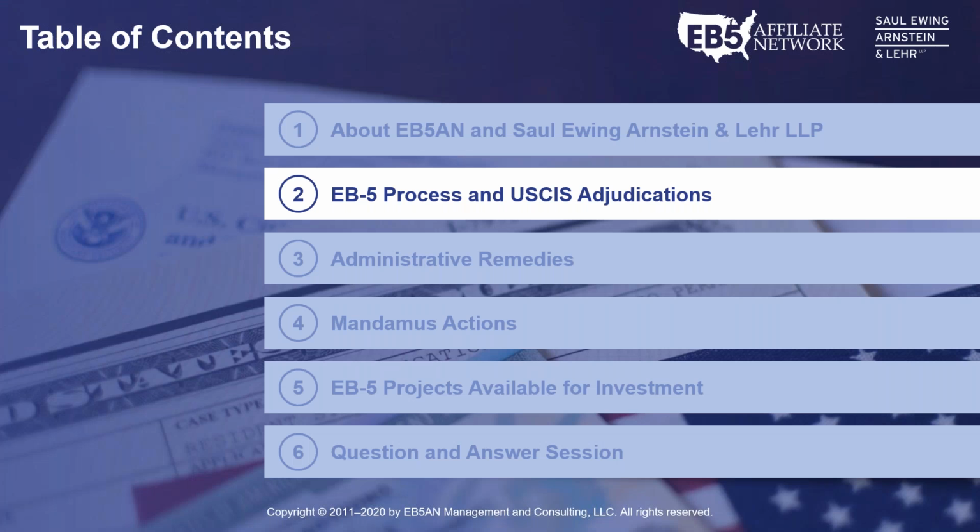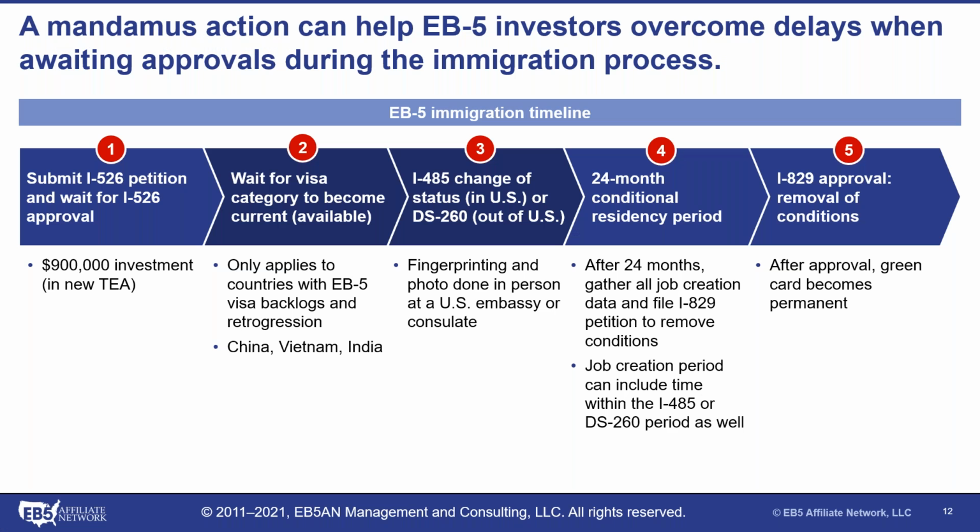Great. Thank you, Rohit. Okay, so before we jump into the specific remedies and mandamus actions available to accelerate the EB5 process, we're going to spend just a few minutes talking generally about the different steps of the process and where some of these actions can be helpful for investors just starting the process, or those who have already been in the process and are delayed in one of the later steps. So high level, a mandamus action can help investors overcome delays when awaiting approvals during the immigration process.